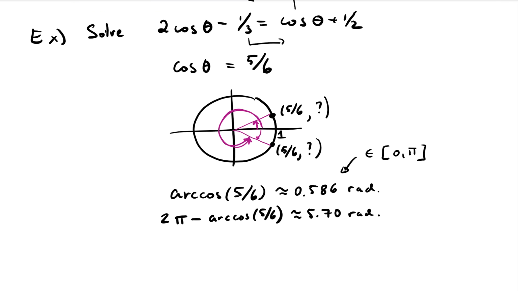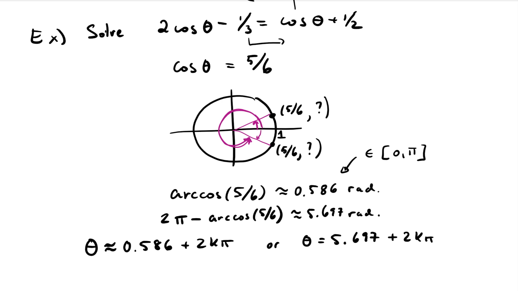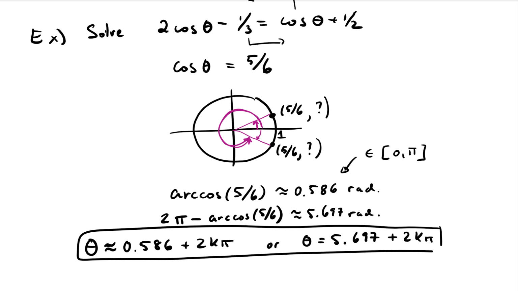So I've got my solutions in the interval 0 to 2 pi. So the possible solutions are theta equals 0.586 radians plus 2k pi, maybe I should put approximately here, or theta is 5.70. Well, now it just looks weird because here I have 3 digits after the decimal, and here I have only 2. So let's put 3. So this is 5.697. So 5.697 plus 2k pi.